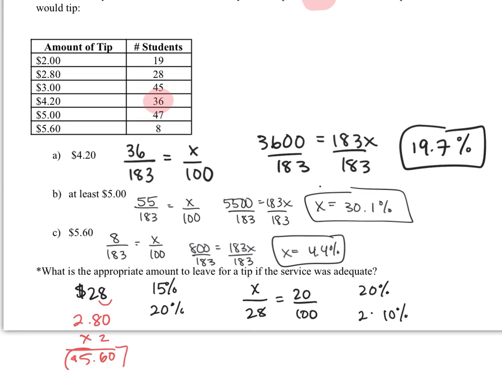So only 8 people left a 20% tip, which is kind of interesting. To find 15%, some people might leave that as well. You could think of 15% as 10% and 5% combined, and 5% is half of 10%. So if 10% was $2.80, then 5% would be $1.40, and then if I add those two up, I would get $4.20. And so we can see a decent amount of people actually left 20% or 15% or more.